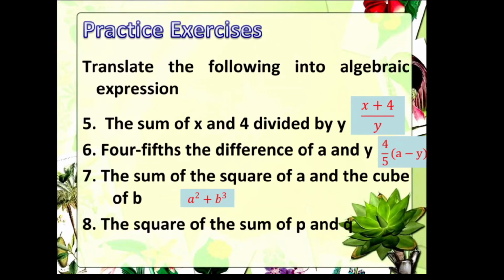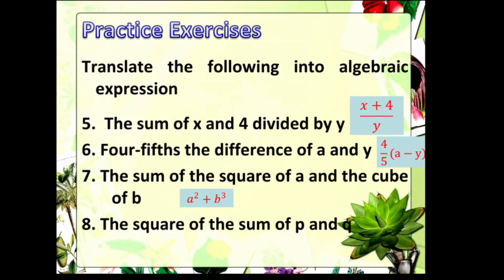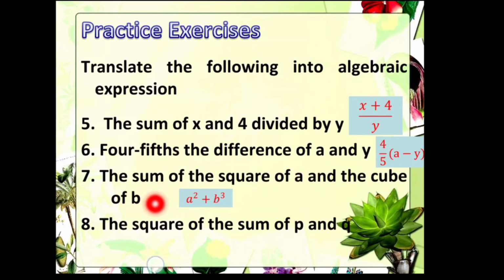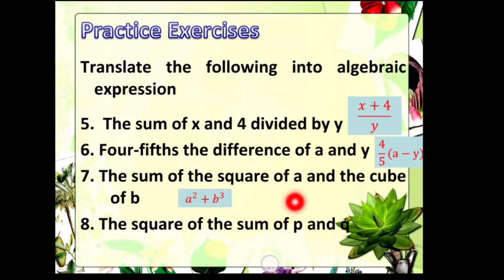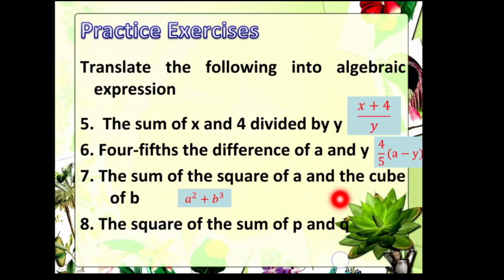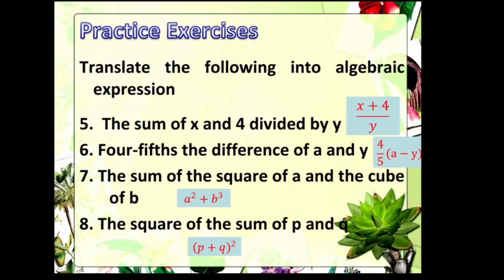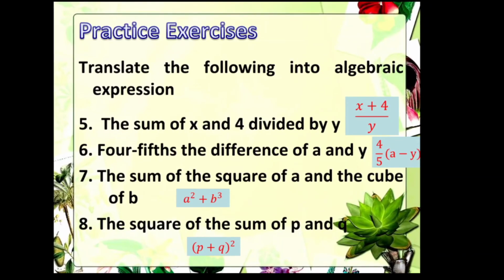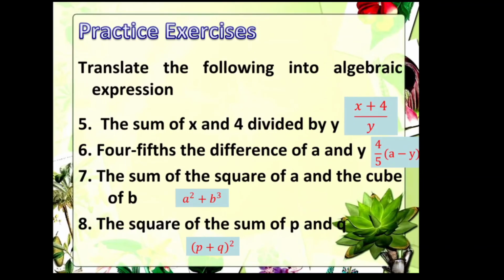Number 8, the square of the sum of p and q. As you can see, the square. What are we going to square? That is the sum of p and q. So in this case, we will add p and q. Then after that, we will square them. So our answer is p plus q, the sum of p and q, then squared.